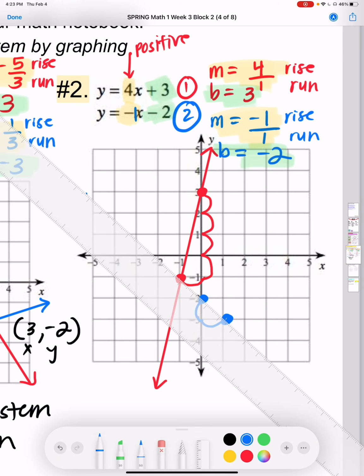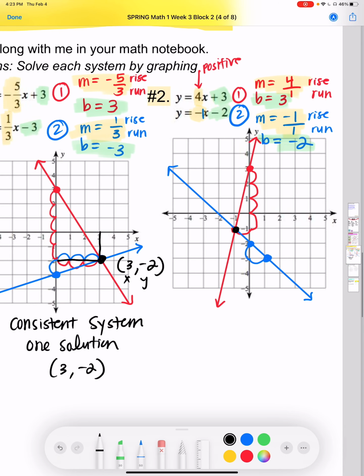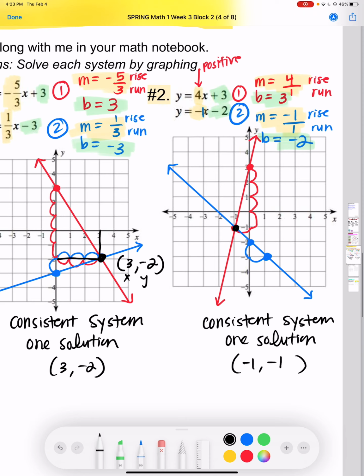Okay. And I can see that this is also going to be a consistent system because they intersect. They intersect here. So I'm going to start off by saying this is a consistent system. We have one solution because they only intersect once, and I'm going to write the coordinates for it down. The coordinates for that point are -1, -1, because I had to go to the left one and then down one from the origin. And that's my solution for number 2.